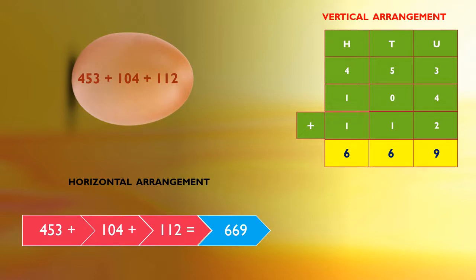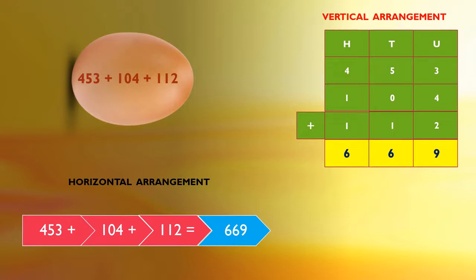This sum is something different. If you notice, there are 3 sets of numbers which you have to add. That is 453 plus 104 plus 112. So let's arrange them vertically. We have 3, 4 and 2 in the units place. So 3 plus 4 gives you 7. 7 plus 2 will give you 9. So 3 plus 4 plus 2 in the units place gives you 9 units.